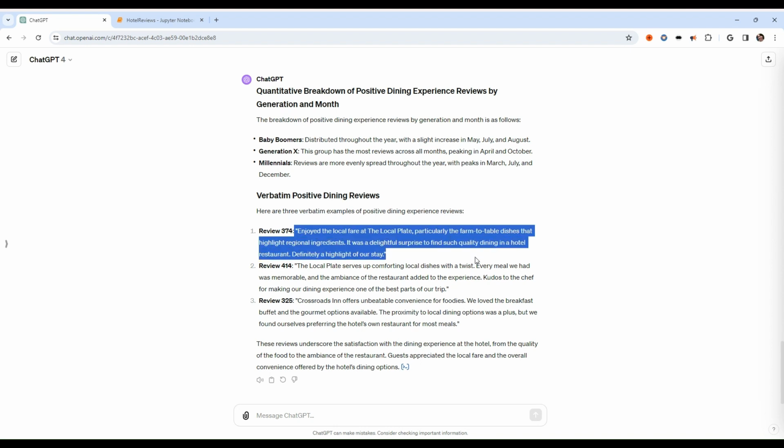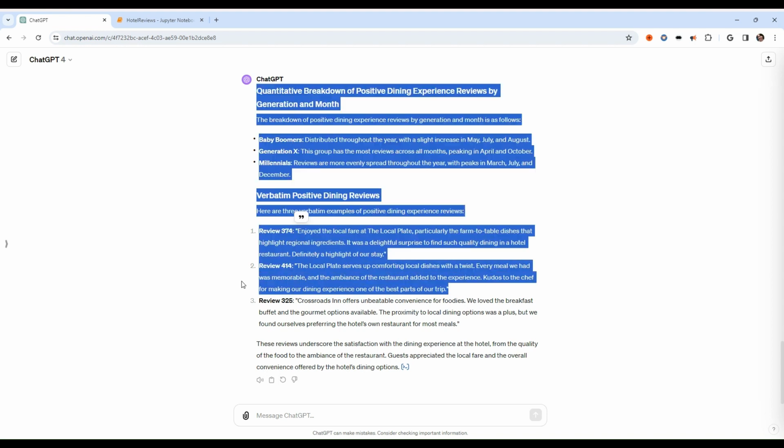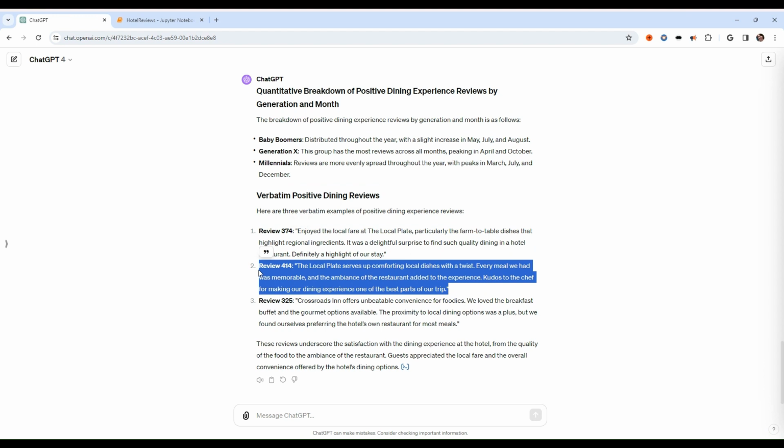Enjoyed the local fare at the local plate, particularly the farm to table dishes that highlighted regional ingredients. It was a delightful surprise for such quality dining in a hotel restaurant. Definitely a highlight of our stay. The local plate served up comforting local dishes with a twist. Every meal we had was memorable, and the ambience of the restaurant added to the experience. Kudos to the chef for making the dining experience one of the best parts of our trip.